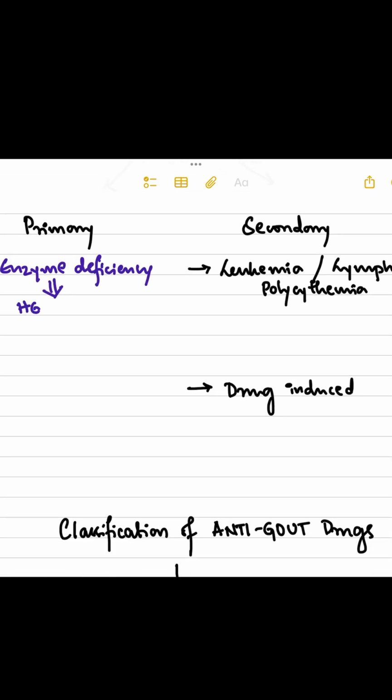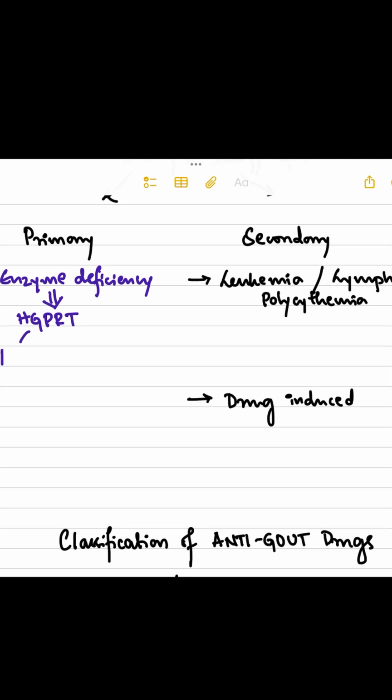It is HGPRT, that is hypoxanthine guanine phosphoribosyl transferase. This enzyme helps in the breakdown of purines into other metabolites. When this enzyme is deficient, most of the purines will get converted into uric acid, which will lead to elevated plasma levels of uric acid in the blood of the patient. So this enzyme deficiency is the primary cause. This can be either a partial or a complete deficiency.